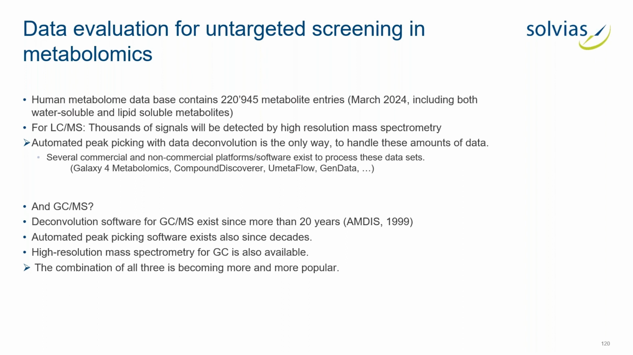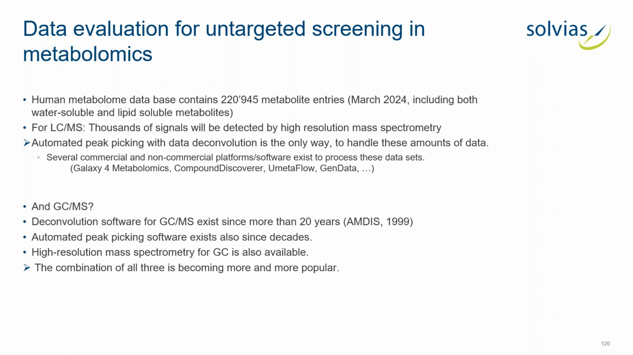This is for LC-MS already something that has been done for 10 years, since I started in this field. There are several platforms and software tools that can support the metabolomic community with this. For example, Galaxy for MetaboHub is an online platform supporting these kinds of analysis. Compound Discoverer is a software tool from a company that also produces mass spectrometers. You have uMetaflow, you have Gene Data. A lot of these products are used in studies to say, okay, we have a huge data set and we would like to get the signals out of this data set.